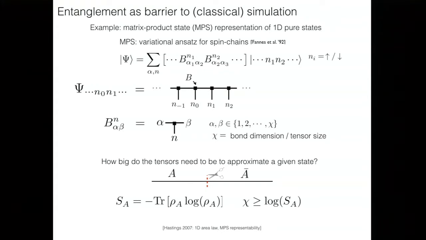The bond dimension has to be bigger than the entanglement. So the more entanglement, the larger the size of the tensors. Yeah, so it's only a special set of states where this would actually be an equality. Usually it's a lower bound.